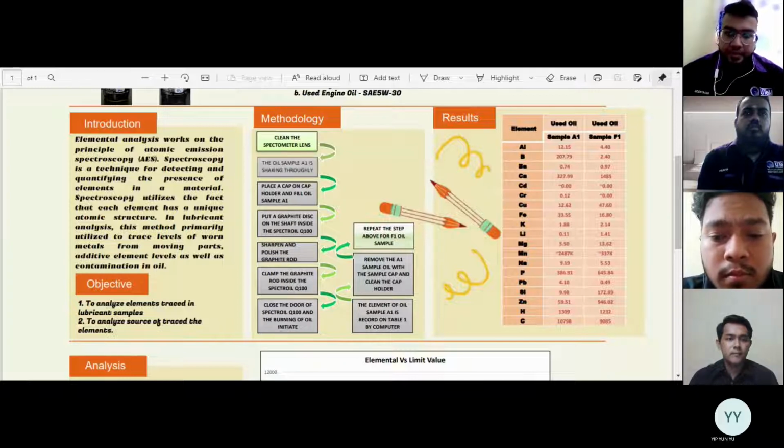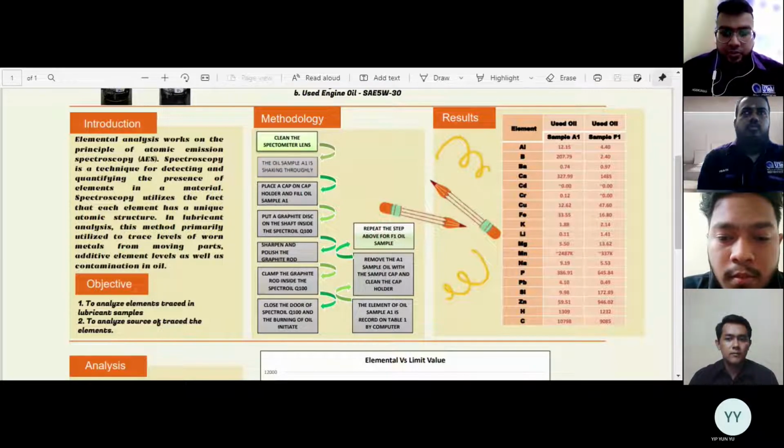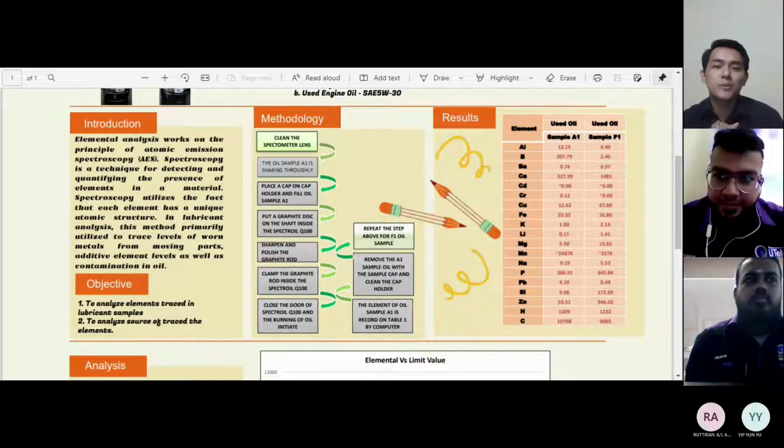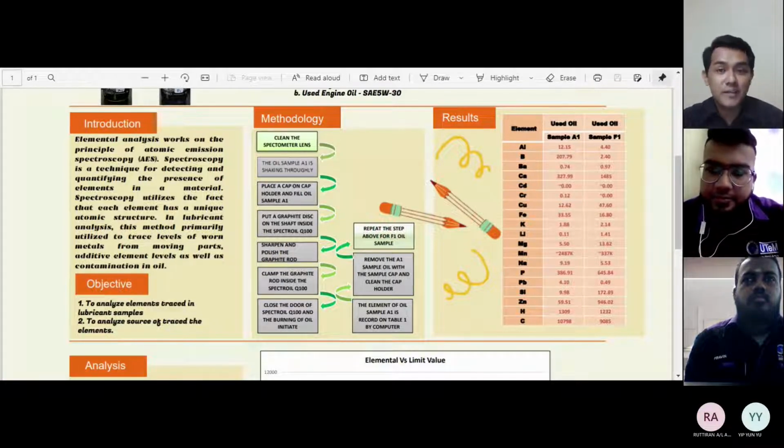Okay. Next, Tuan Ismail, could you explain about the methodology? All right, thank you, Vinod. Okay, so we move to the methodology, that is the procedure for this experiment.